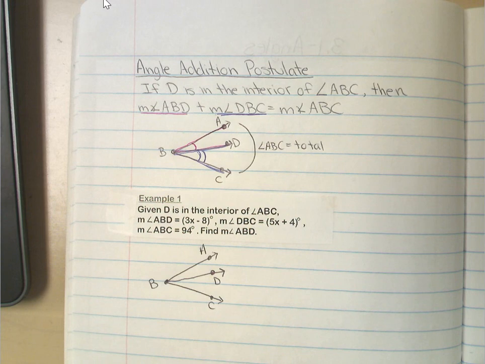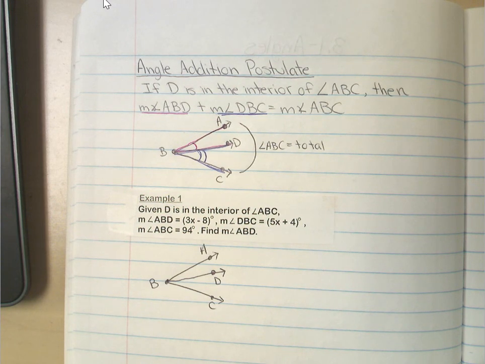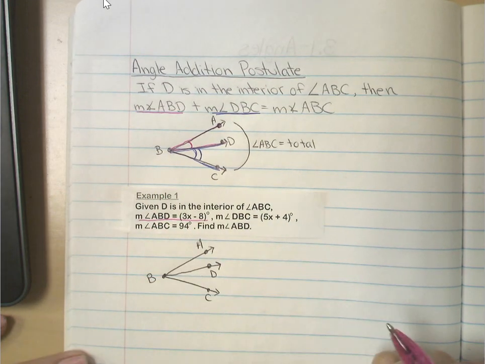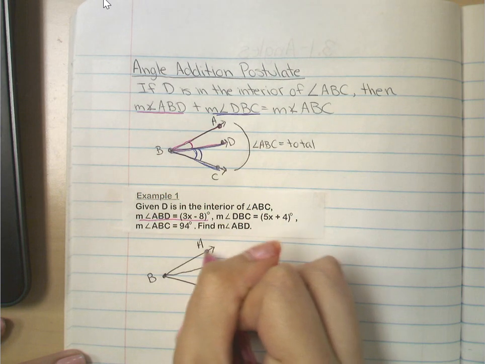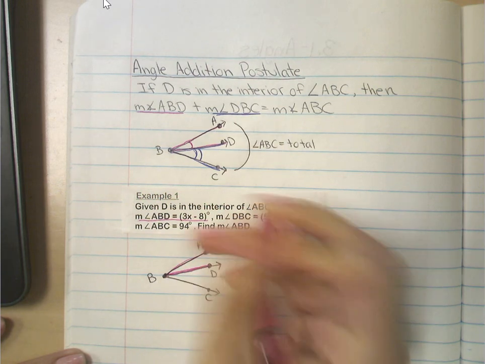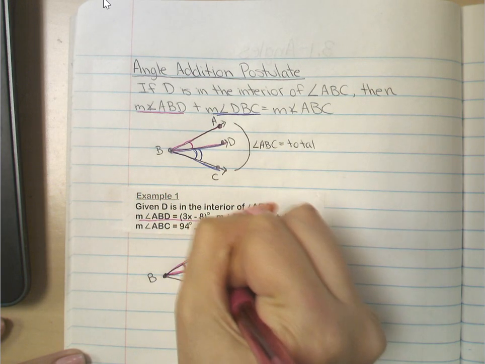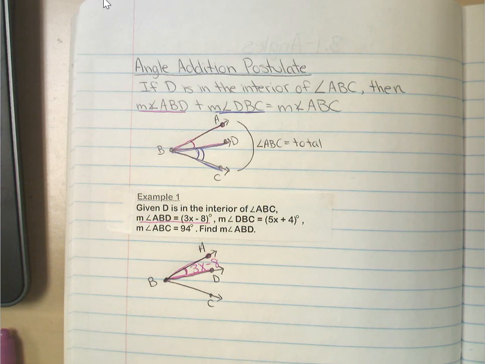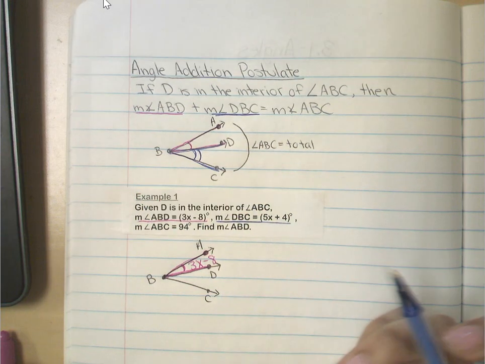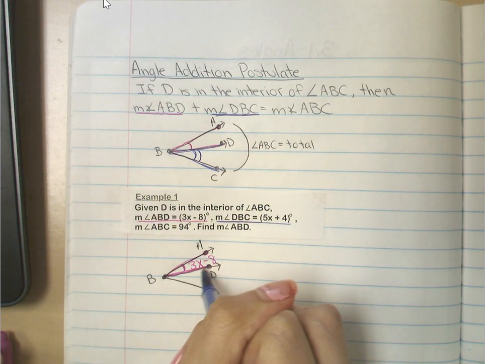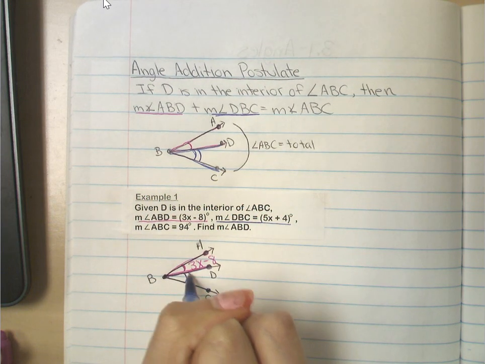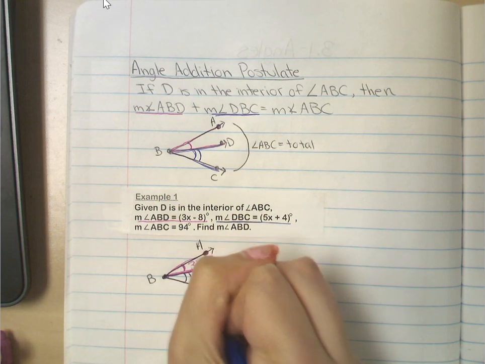Once you have your picture drawn, all you have to do is start labeling so that you can set up the equation. First piece of information, measurement of angle ABD is 3x minus 8. So ABD is this angle right here. I'm going to label it with 3x minus 8, inside, that's the angle. And then, second piece of information, measurement of angle DBC is 5x plus 4. Start at D, move to B, end at point C. That's this angle right here. This angle is 5x plus 4.